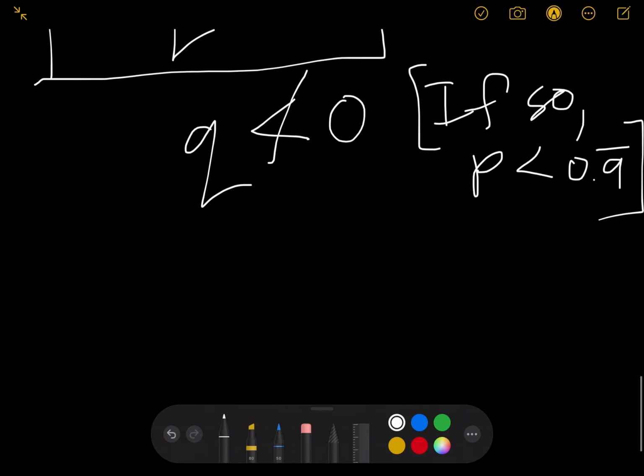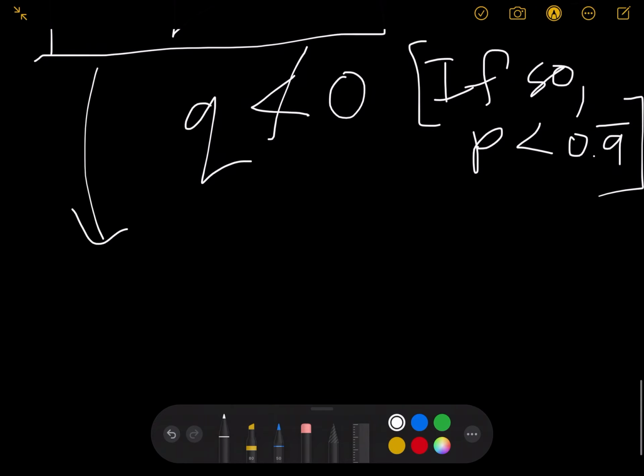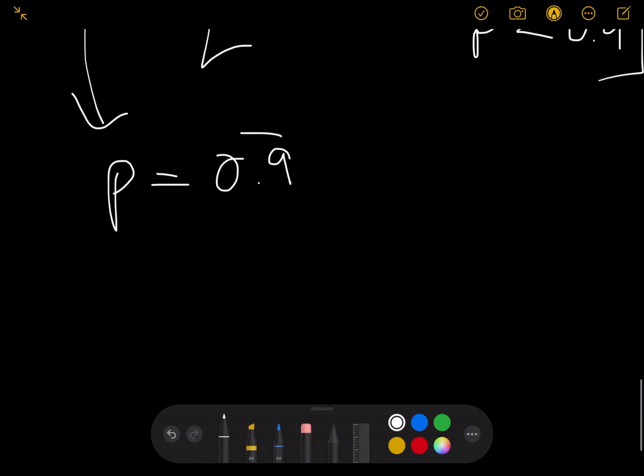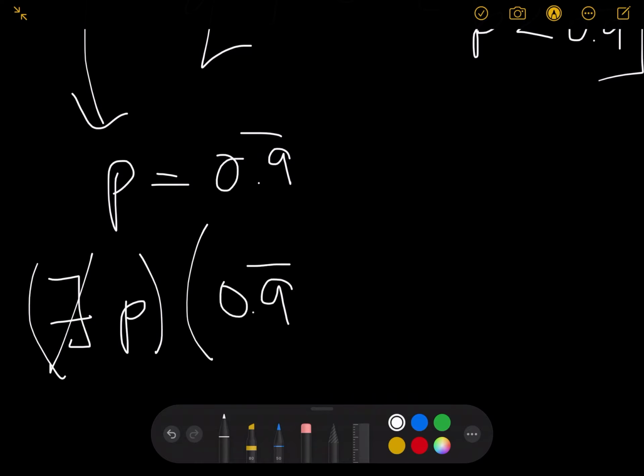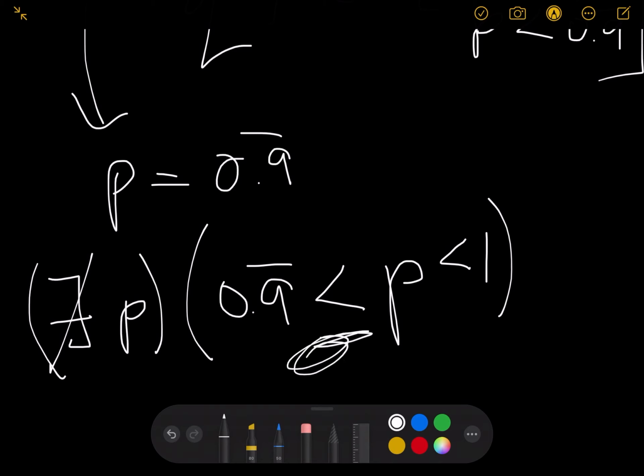So when we have Q equals 0, we have P equals 0.9 with a bar. But what this means is that there exists no P such that 0.9 with a bar is strictly less than P less than 1. This is strictly less. This is not a less than or equal to. Oops, I was about to underline that. Then I realized that would be less than or equal to sign. But you know what I mean.